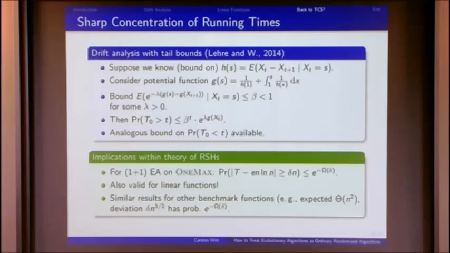Of course, for simple functions which are unimodal, we have, for example, that the expected running time is n squared, but the deviation of delta times n square root of n is already exponentially unlikely with respect to this delta. So finally, something quite different.